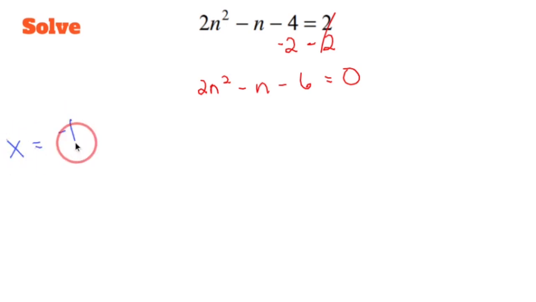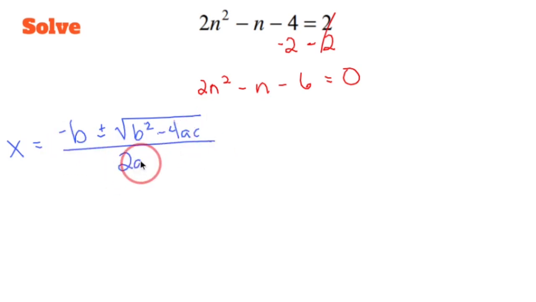X equals negative b plus or minus the square root b squared minus 4ac all over 2a. Copyright goes to Nick Parrish.